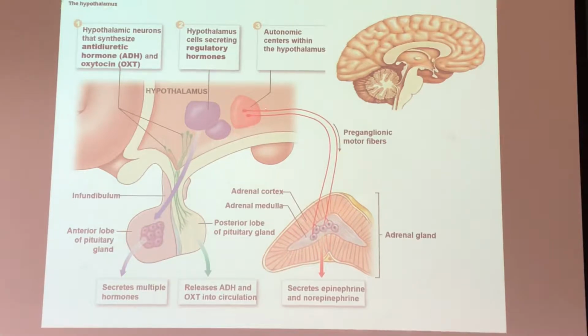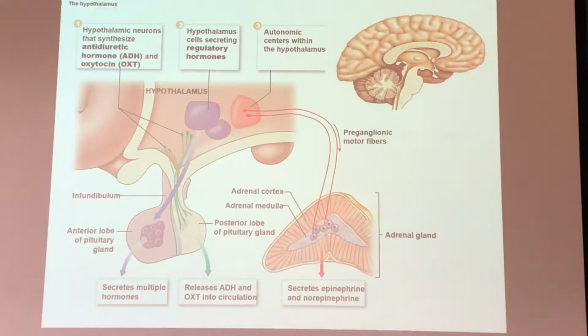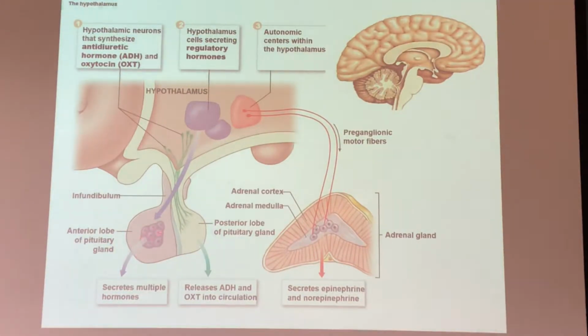The third kind is autonomic within the hypothalamus, so they regulate the adrenal gland, and they release epinephrine and norepinephrine. Now this is about the regulatory neurons, which are here in purple. These regulatory hormones control the anterior pituitary endocrine cells. So these cells are controlled by these regulatory hormones, which are located in the hypothalamus.